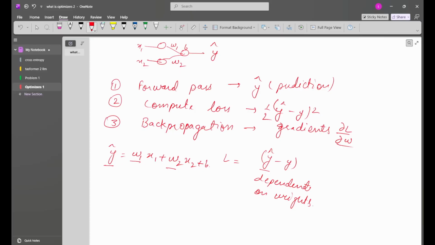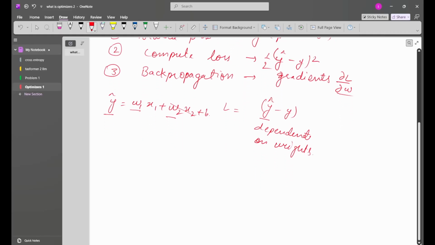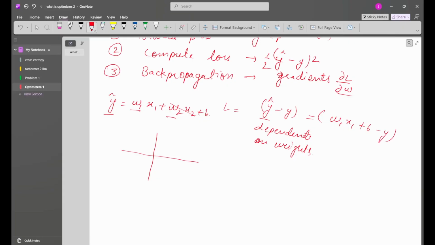If we only have w1 x1, then we can plot the curve of loss against w. When we put in this equation, w1 x1 plus b minus y, we can draw a graph in two-dimensional space, with loss on one axis and w on the other. So when we make any change in weight, how much will the loss increase or decrease? What will be the change in loss?